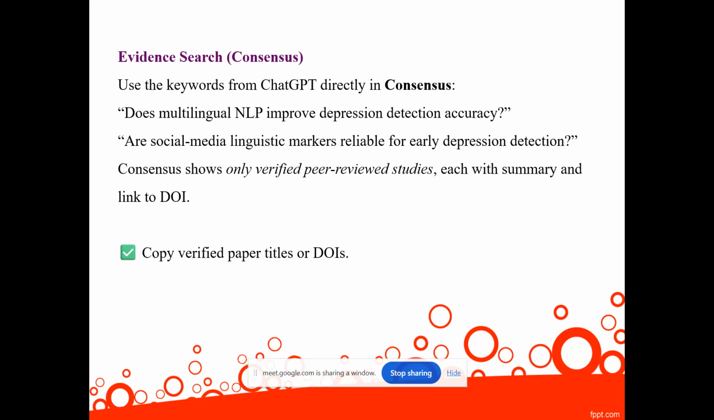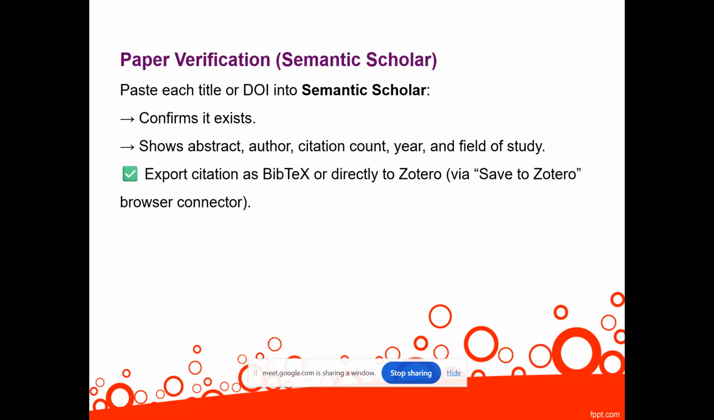And evidence, what is the proof? As some of you asked me yesterday, many references generated by ChatGPT are fake. We'll discuss that in the upcoming slides. As of now, yes, it will generate some fake references as well. That is why we need another tool for searching the evidence using the keywords from ChatGPT directly. We can use Consensus, copy the verified paper titles or DOIs directly from it, and then give them to ChatGPT for fine tuning.